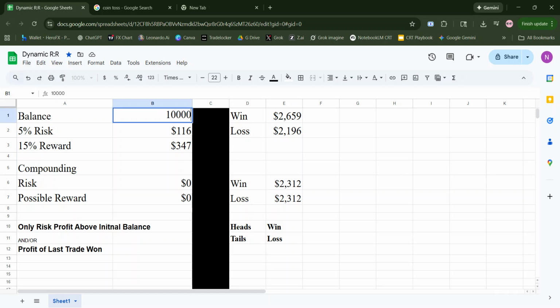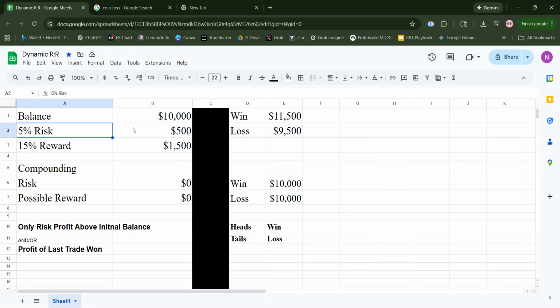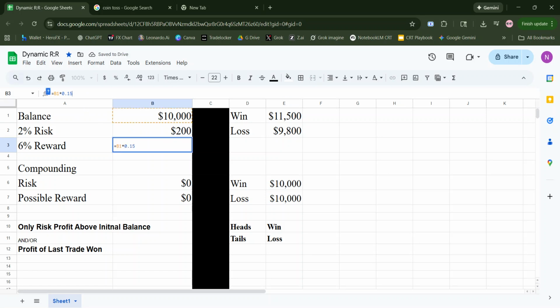Okay, $10,000. Because the balance is so high, I'm actually going to lower the risk, because risking 5% of 10 grand, you just don't really need to do it. So I'm going to modify this risk to 2%, and this is going to be a 6% reward. Let me just change the math on this real quick. So this is going to be times 0.02, and the reward is going to be 0.06. Everything else should still be the same.